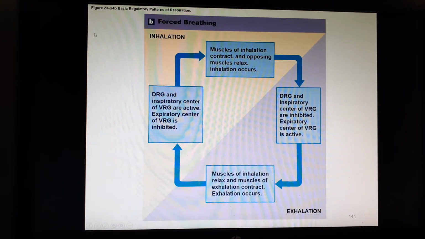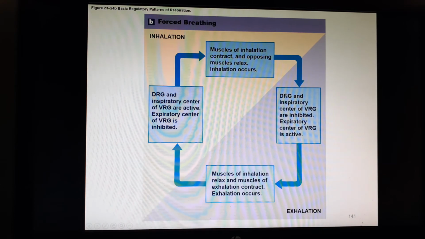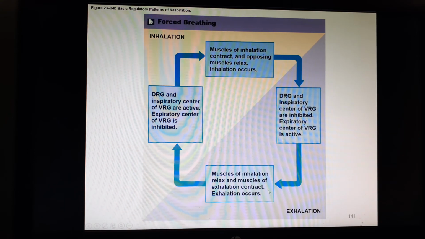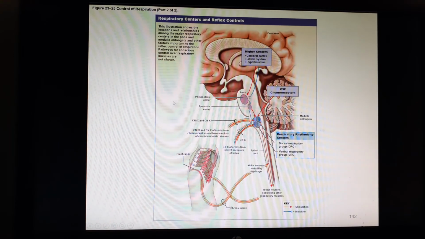So inhalation, muscles of inhalation contract, and we relax the opposing muscles. We activate both the DRG and the VRG, and the expiratory center is active. We actively exhale, and then we go back to the inspiration. And here's just a diagram to show where those centers are.